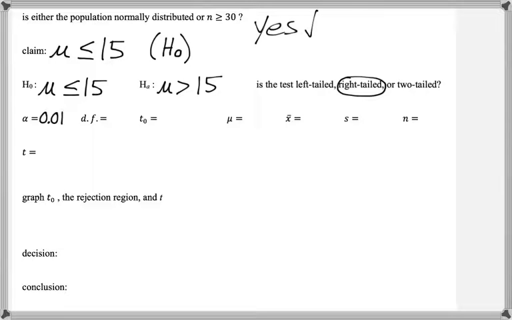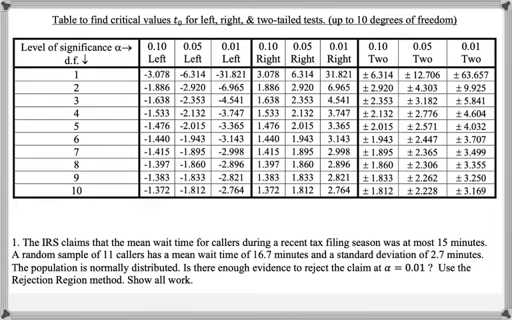Alpha is 0.01. Our sample size is 11, which means if we subtract 1 from that, we get the degrees of freedom, which is 10. Now let's look back at the table to find the critical value. This is a right-tailed test with alpha equal to 0.01. So we're in this column, and we have 10 degrees of freedom. So our critical value is 2.764.